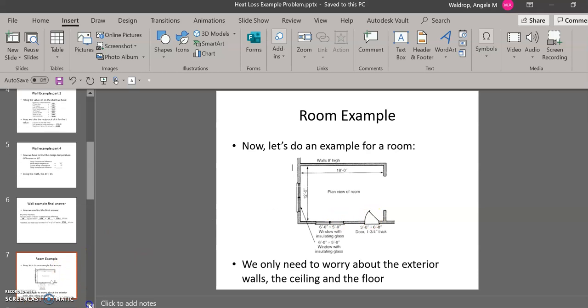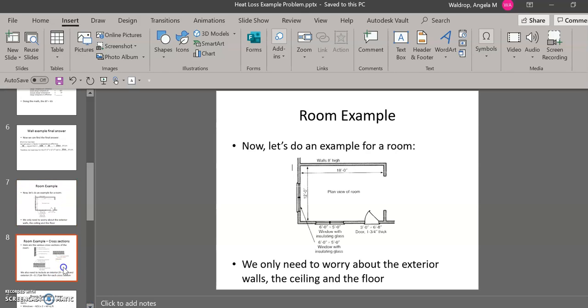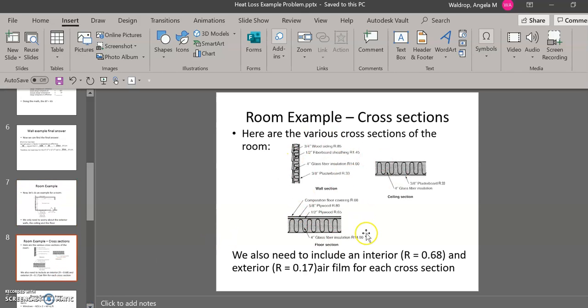Okay, so moving on, the first thing that we're going to do is look at some other pictures that were given. These are the cross sections that exist for the various pieces. You can see that this is the exterior wall. Here, this is the floor, and there's probably a crawl space below. And then here is a ceiling. Okay, now we need to also add the air films to all of these sections and also the doors and the windows. So we'll have to remember to add these two values. And I got those two values from the very first wall example that we did.